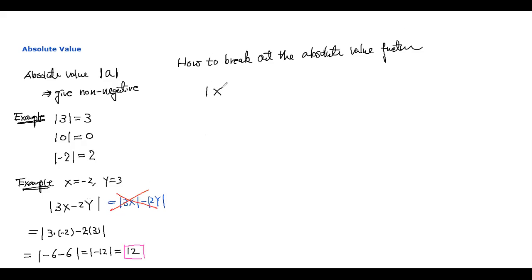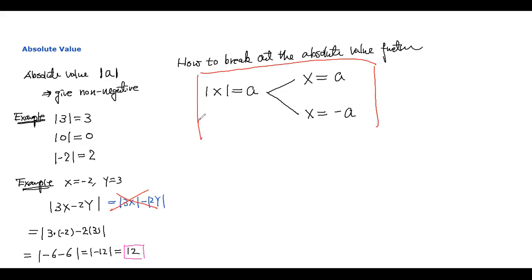So if my absolute value of x is equal to a, in order to break it, you always break the absolute value two ways. You can write it as x equal to a, or x equal to negative a. That's how we break the absolute value. So you're always going to have two equations, and then you will solve them. We're going to do some examples to show you what I mean. This is very important.